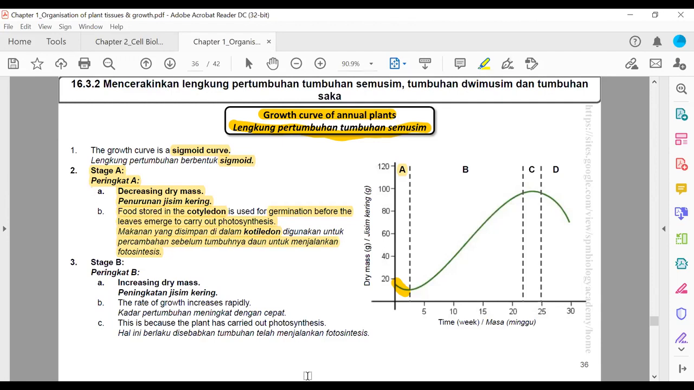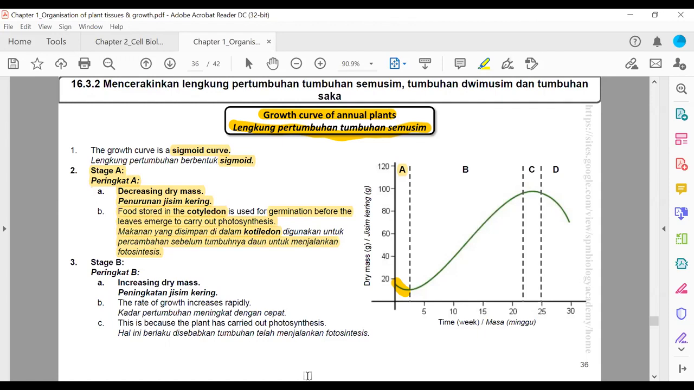So where to get the food? During germination, before the real leaves emerge, they get their nutrients from the cotyledon. So during germination, what happened? They take the nutrients from the cotyledon, burn it to produce energy. They carry out cellular respiration by using the nutrients stored in the cotyledon, because cotyledon is the food reserve. Food are stored there. Makanan disimpan di situ.